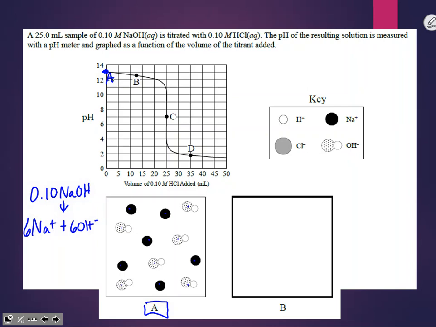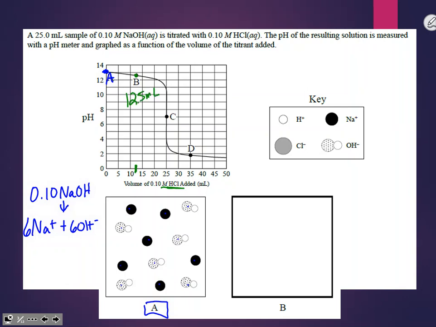All right, nothing's been added there. No acid has been added yet. Now, if you look here at part B, some of the acid has been added. Because we're right here at B, this is 12.5 milliliters that's been added.